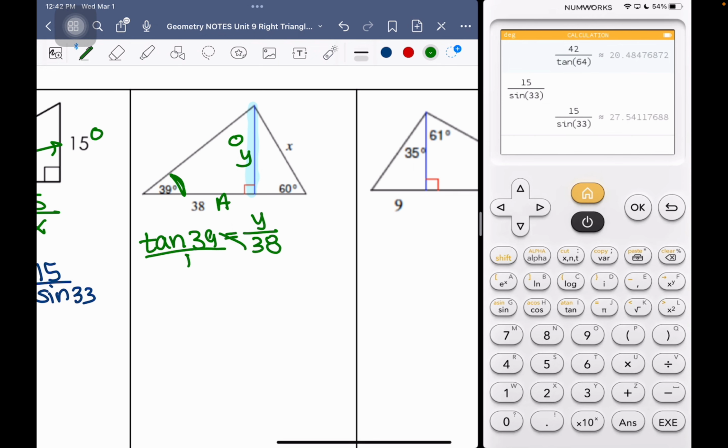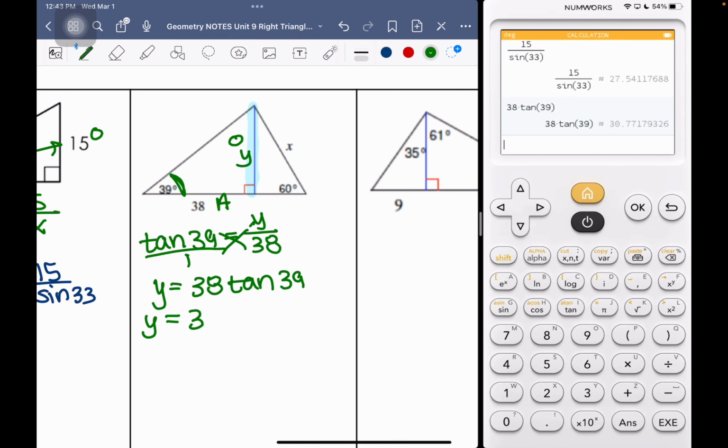Okay, if we cross multiply, we end up getting y equal to 38 tangent of 39. So let's plug that in our calculator. So we get y is equal to 30.8. Make sure we're rounding up. So right here, I'll leave the y there. This is 30.8.